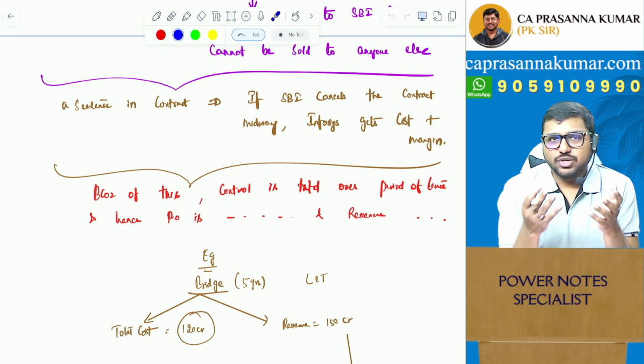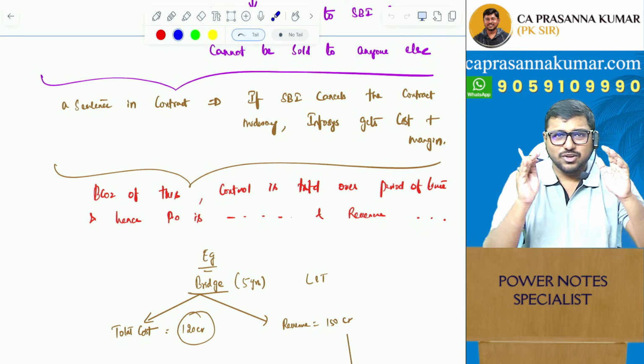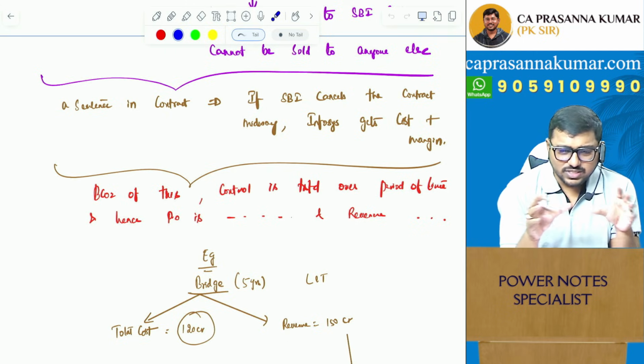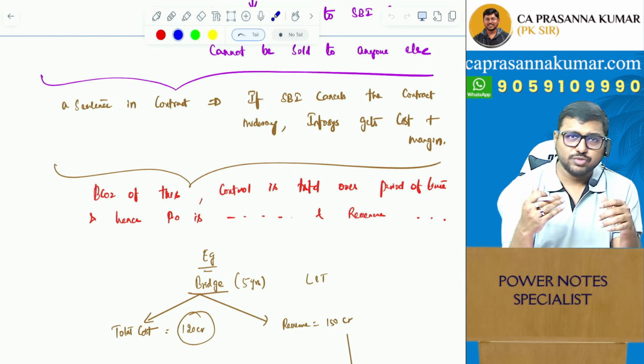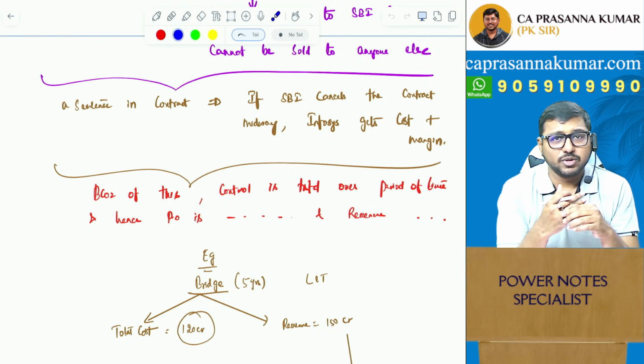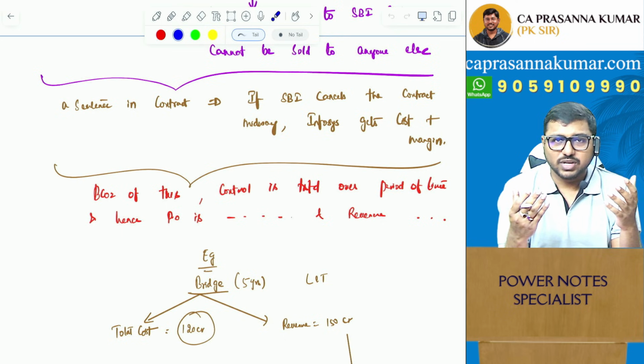Therefore, what you guys need to understand is that it's a specific scenario, it's a customized scenario. The moment you see such a kind of scenario in the question, you know that, okay, transfer of control is happening over a period of time, which means your PO is getting satisfied over a period of time, which means revenue has to be recognized over a period of time.